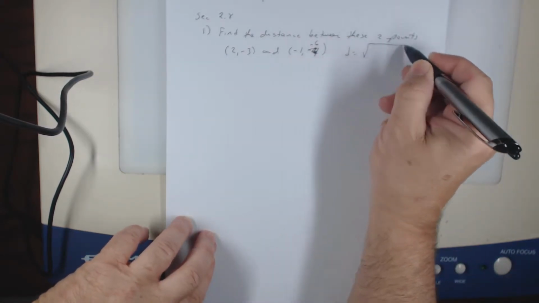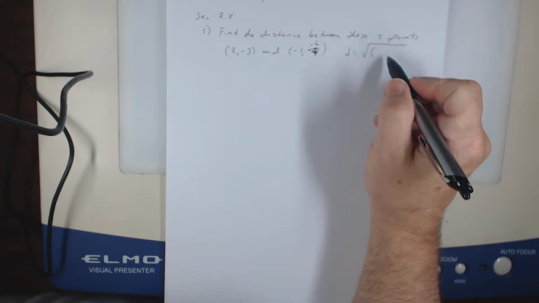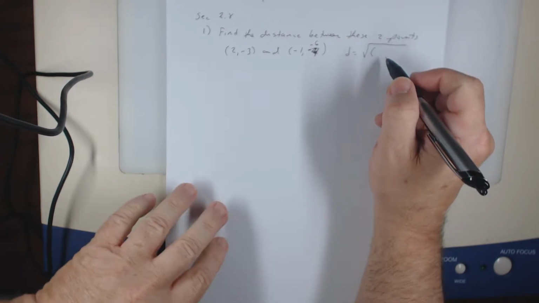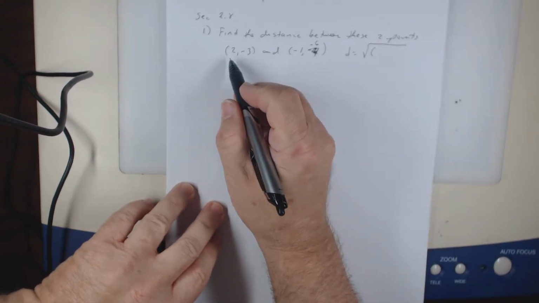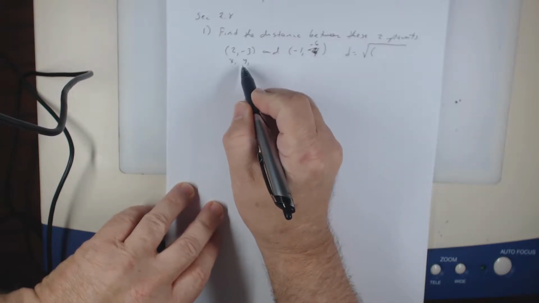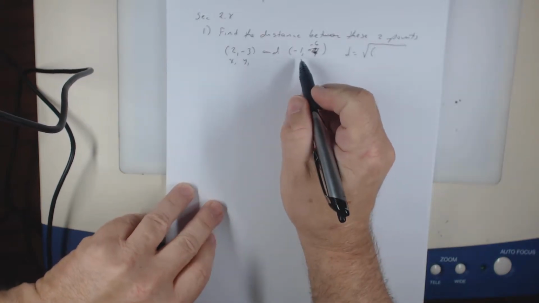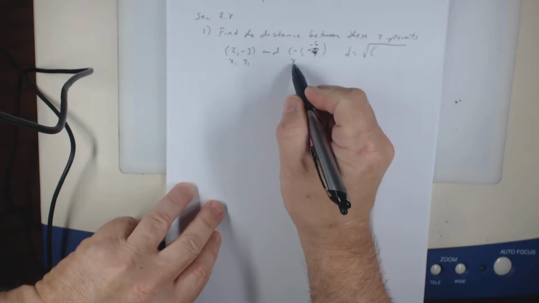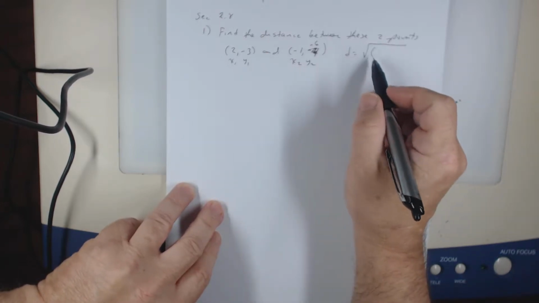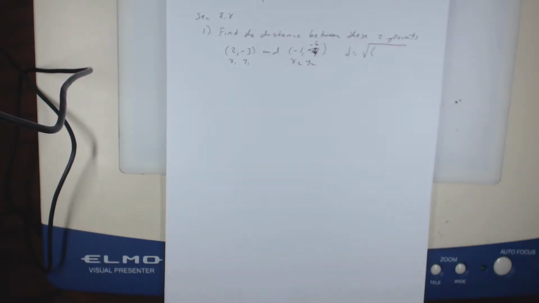is the square root of, and then all you do is subtract your x coordinates. So remember when we label these, we label this as x1, y1. It helps if you label it like this. And how will we label this one? X2, Y2. And so the distance formula, in one of the videos, it explains how the distance formula comes about.